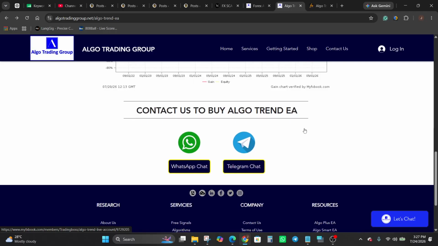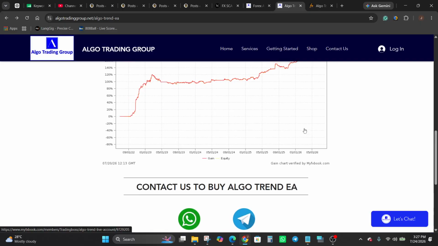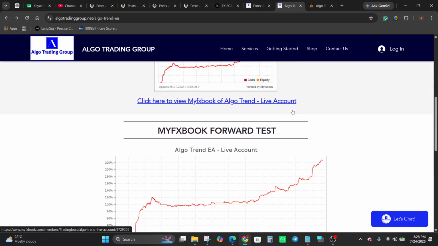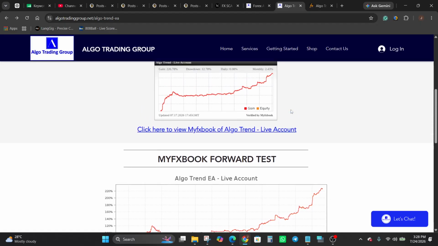Now, in conclusion, the Algo Trend EA presents an interesting multi-pair trend following option with visible risk management controls and multi-year forward test history. It may appeal to traders seeking a systematic multi-asset trend strategy who value low overall drawdown and pre-configured set files. However, no expert advisor is universally suitable for every trader or market condition. So I encourage everyone to conduct their own thorough testing on demo accounts and perform proper due diligence before committing real capital.